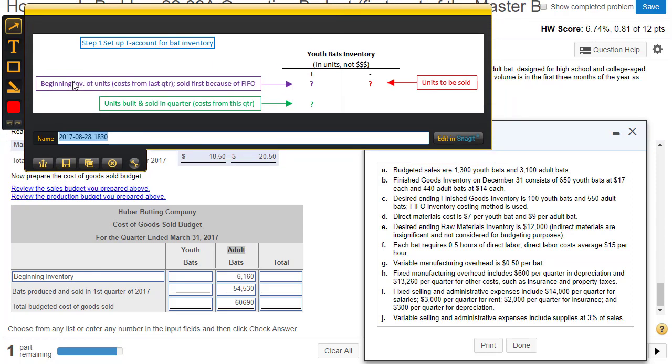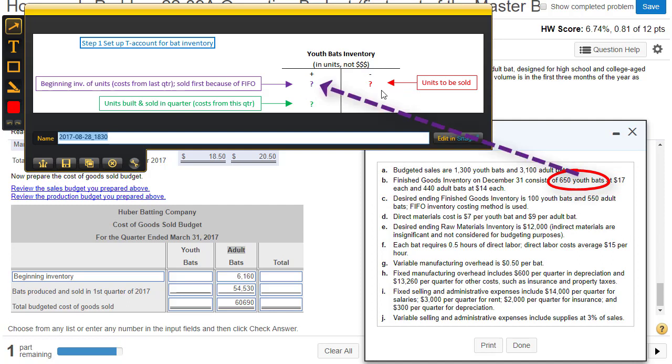So the first thing we need to know is what is the beginning number of units in inventory? These were the units that were manufactured last quarter and were not sold. Therefore, they're in our finished goods inventory as of December 31st of the previous quarter, so they become the beginning inventory of this quarter. So we have 650 youth bats. On your piece of scratch paper, you can put 650 here.